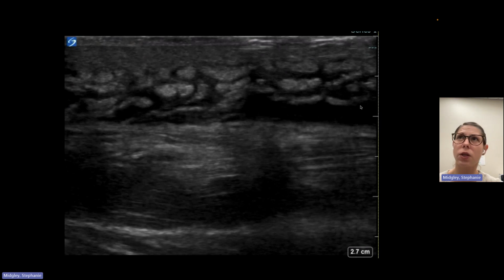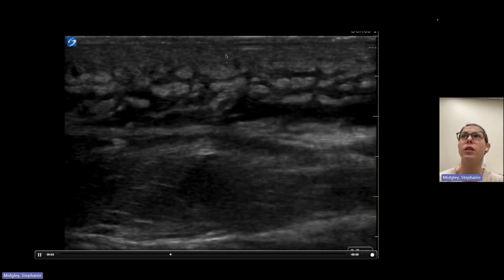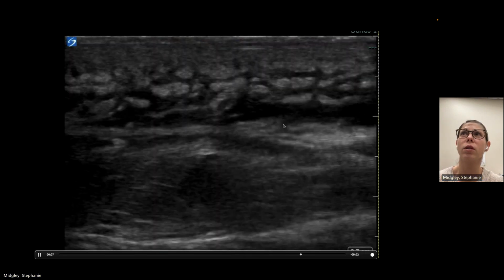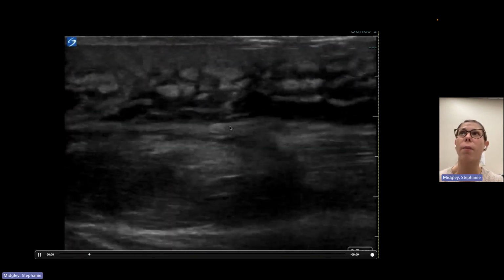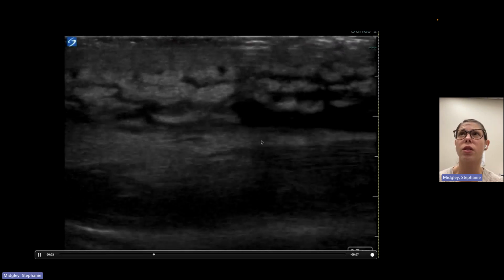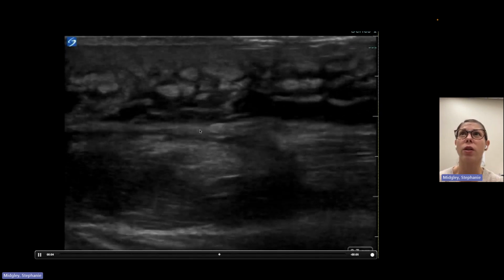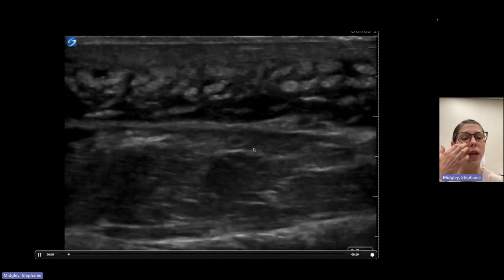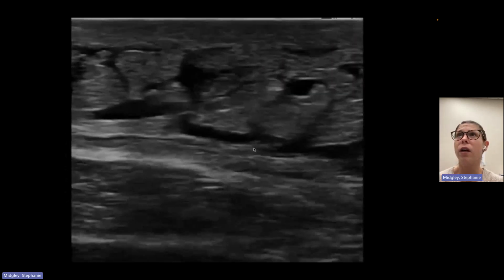So coming back to this patient, you can see cobblestoning. We see fluid tracking deep, layering right on top of that superficial fascial layer, which is thick and shaggy and irregular. And again, there's some fluid tracking below it as well. So this patient actually had an NSTI.